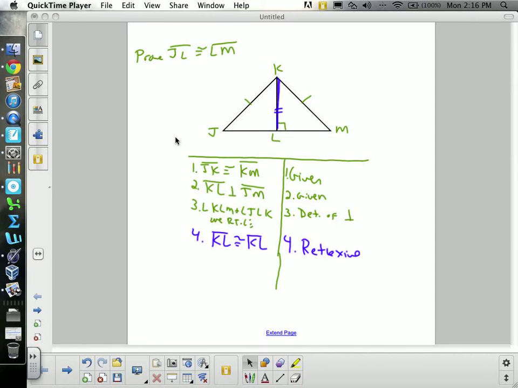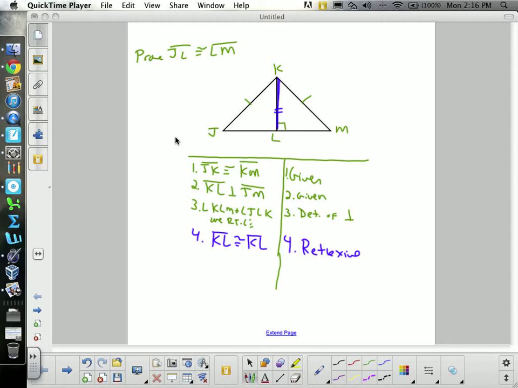So we're this far. Now, do I have enough to show the triangles are congruent? Yes. What reason? Side, okay. All right. Let's look at it a little more carefully at this point.